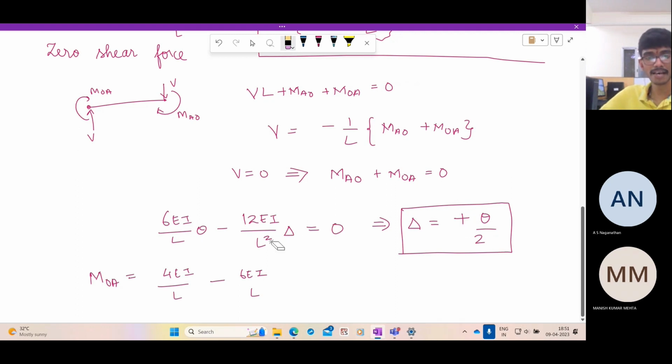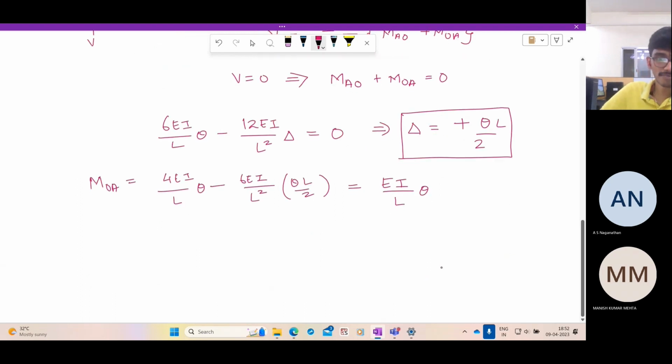There is an L square here, so theta L by 2. So 4EI by L theta minus 6EI by L square into delta, which is theta L by 2. So what do we get? We get the answer as EI by L theta. Now, what does this mean? If you apply a moment equal to MOA equal to EI by L theta, this beam will rotate by theta. So the rotational stiffness of the member OA at the point O is nothing but EI by L.